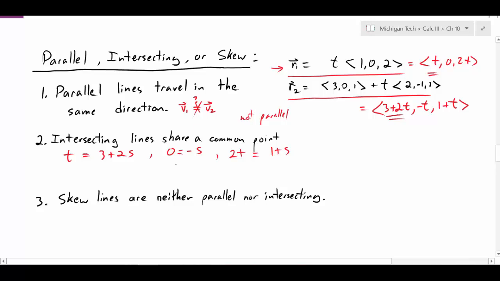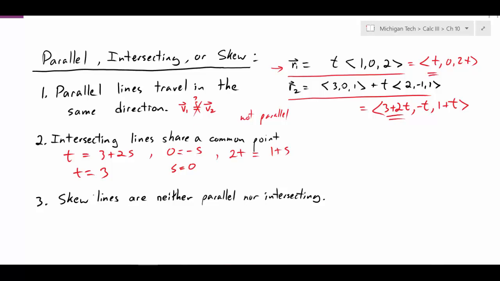So right away we know that if their y components are ever going to be the same, s has to be 0. So that is a given. We'll plug that into the first equation to get t equals 3. So the only way that their y components and their x components can ever both be the same would be if s is equal to 0 and t is equal to 3.